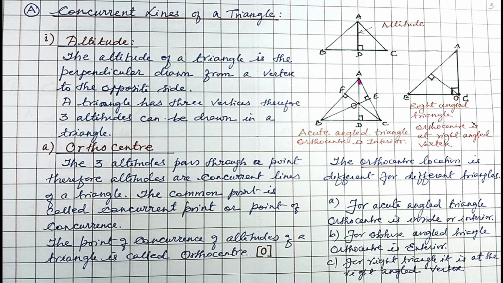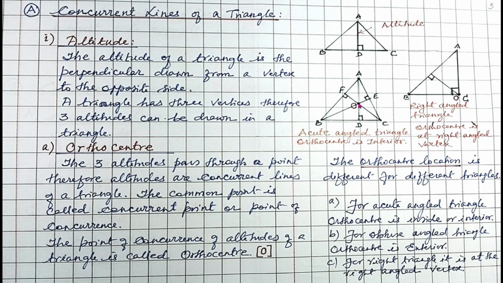Now we know that our triangle has three vertices, therefore three altitudes can be drawn in a triangle. So accordingly we have AD is an altitude, BE is an altitude and CF is an altitude. And all these three altitudes pass through a common point, and therefore the three altitudes of a triangle form the concurrent lines of a triangle. The common point through which all the three altitudes pass is known as the concurrent point or point of concurrency.